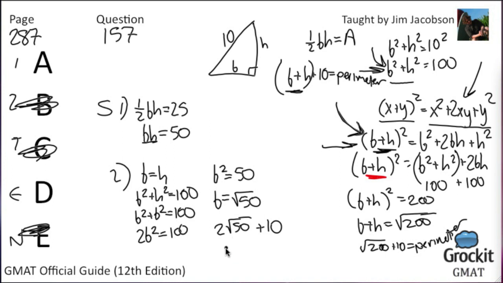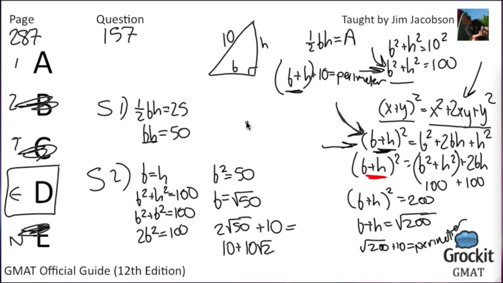Which, and the square root of 50 is, of course, 5 times the square root of 2. So this is really 10 plus 10 times the square root of 2. Not that we were supposed to solve it, but I did anyway. So this one's a little bit more straightforward and also sufficient, so it's answer choice D.